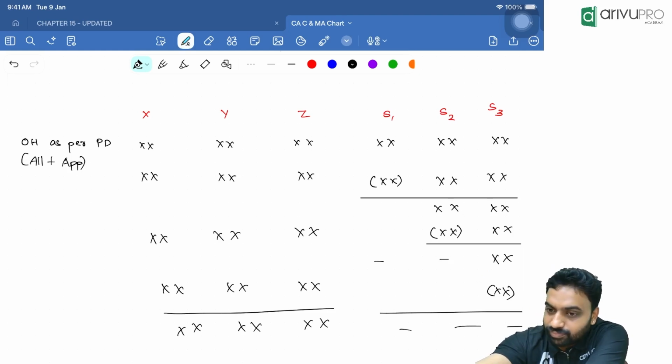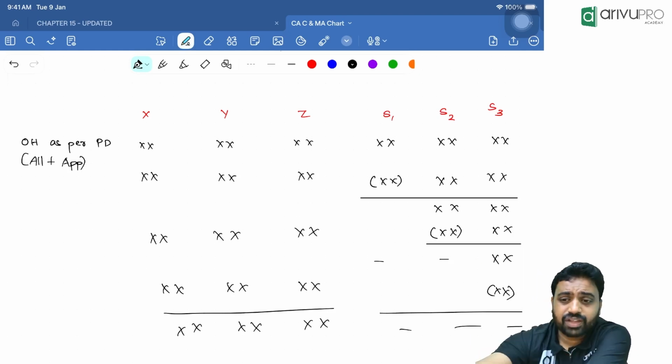Correct? Now suppose S1 is providing service to S2 and S3. S2 is providing service only to S3. But S3 is providing service to S1 also. Reciprocal or non-reciprocal? Reciprocal. That means even one particular department reciprocating is enough. It's not that all three should reciprocate. If a single service department reciprocates, still we should follow the reciprocal method, not the non-reciprocal method.